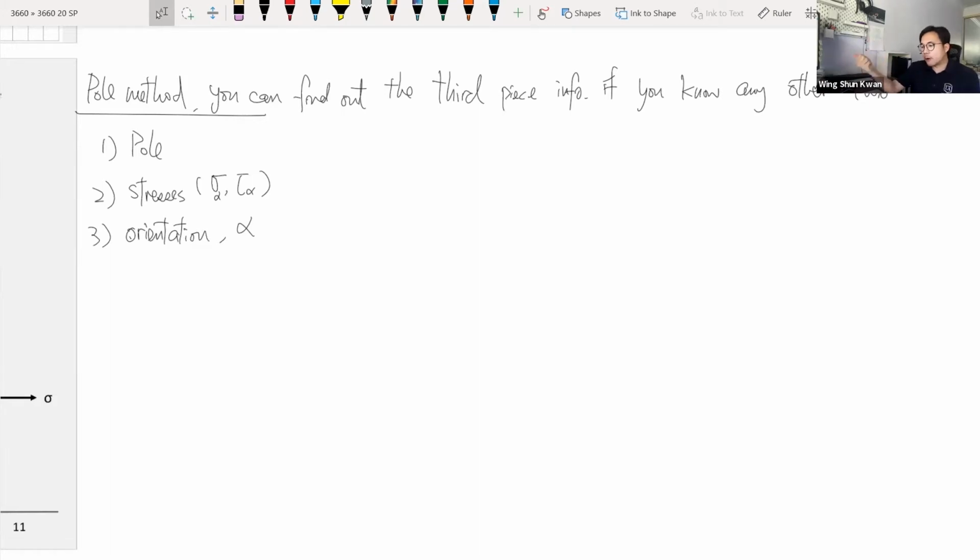So for example, if you know the pole and you know the orientation of the loading plane, then you can find out the stresses on the plane. Or if you know the orientations and you know the stresses, then you can identify the pole. That's why the pole is very critical in the pole method. The pole is only one point. Once you find it, you know it. After you know the pole, either you know the stress, then you can find out the orientations, or you know the orientations, then you can find out the stress. So identifying the location of the pole becomes very important, because once you identify the pole, you can find out the orientations or the stresses, knowing the other one.